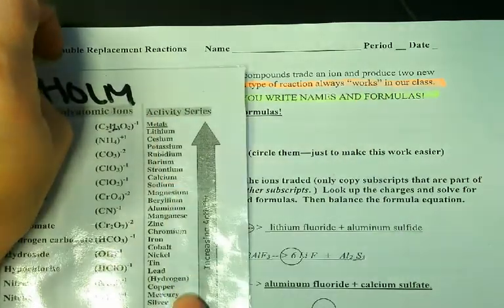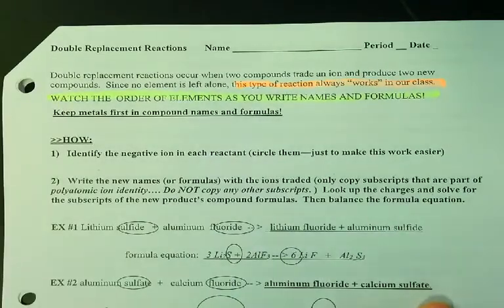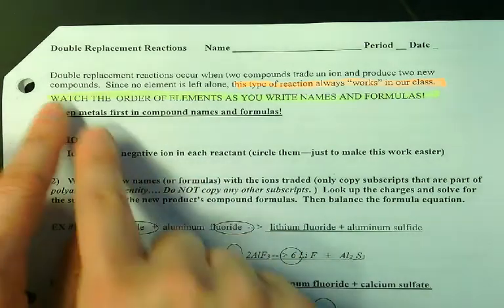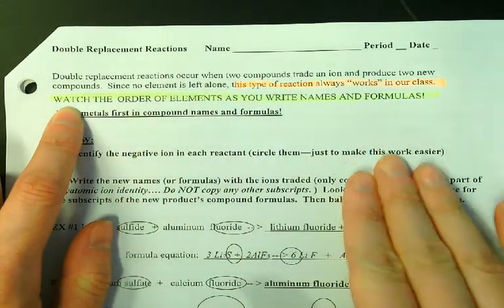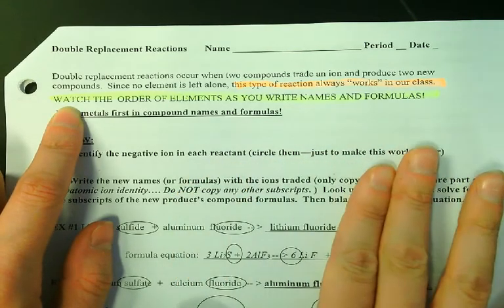So you are not using the activity series for this. That is only for single replacement, so you don't need that part of the periodic table at all for this. And then watch the order of elements as you write them. Remember, it's always cation first and then anion, so the metal and then the non-metal or polyatomic.